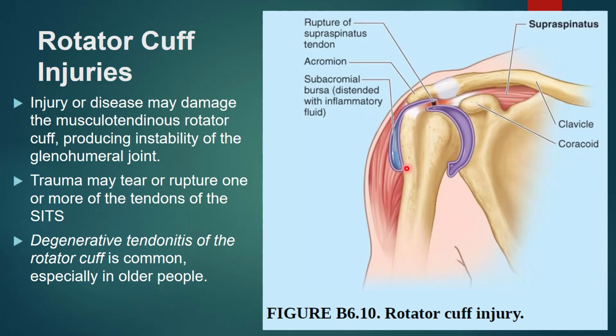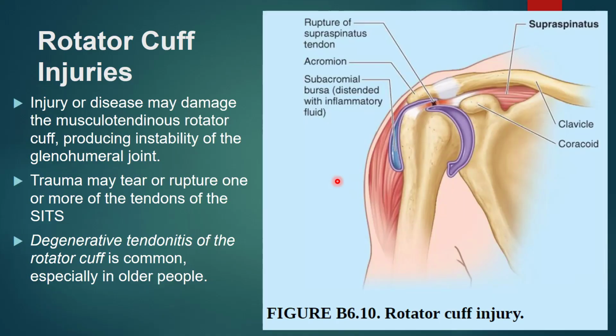There can be rotator cuff injuries. Injury or disease may damage the musculotendinous rotator cuff, producing instability of the shoulder joint. Trauma may tear or rupture one or more tendons of the SITS muscles, or there can be degenerative tendonitis of the rotator cuff, which is common, especially in older people.